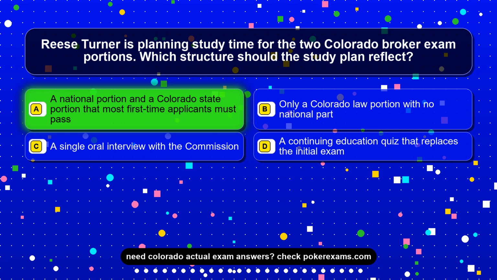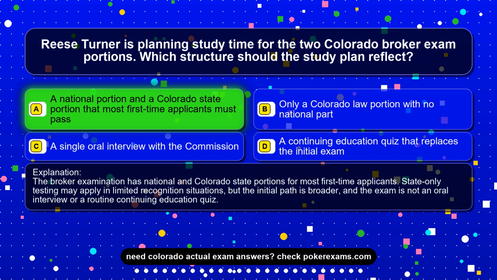The correct answer is option A. A national portion and a Colorado state portion that most first-time applicants must pass. The broker examination has national and Colorado state portions for most first-time applicants. State-only testing may apply in limited recognition situations, but the initial path is broader, and the exam is not an oral interview or a routine continuing education quiz.